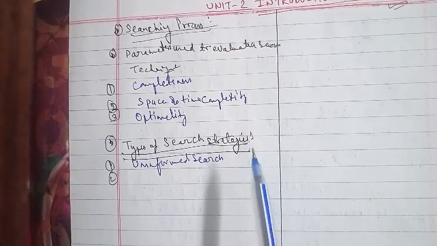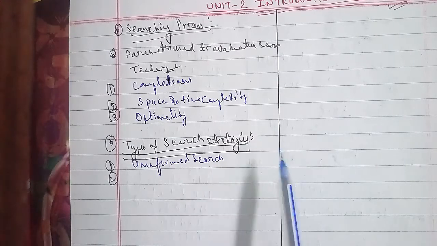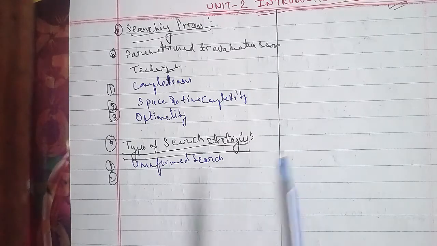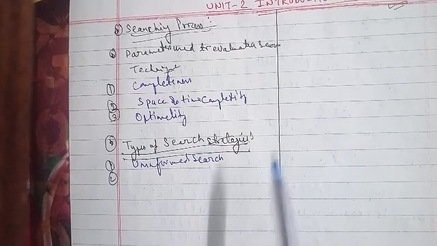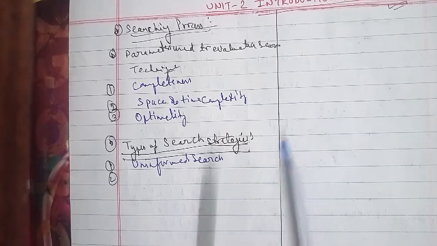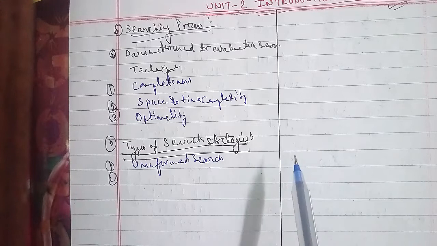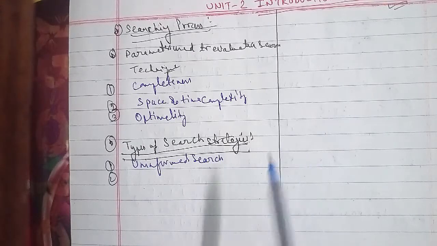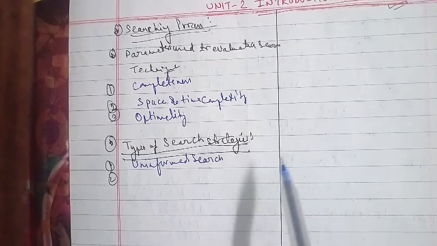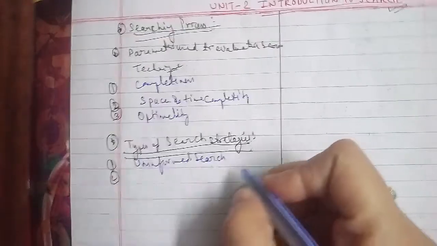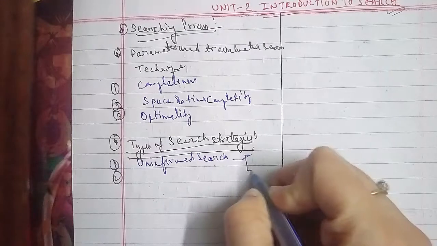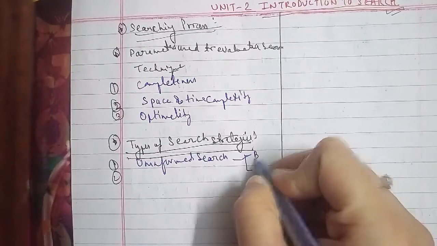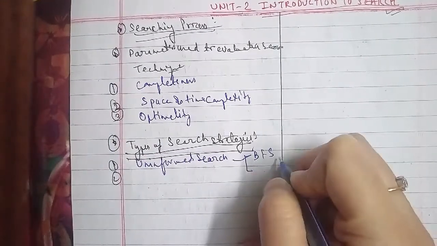It is of the following types. Just write it down here. These are of 3 types: BFS, that is your breadth first search; DFS, that is your depth first search; and the third one is UCS, that is your uniform cost search. So these were the 3 searches that come under uninformed search.